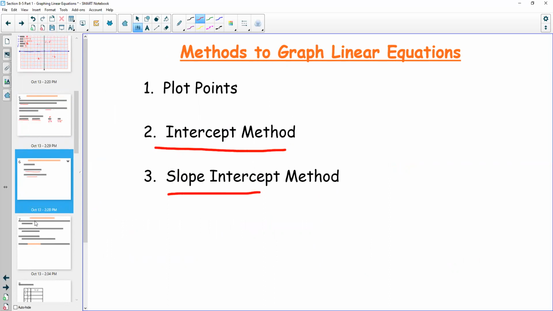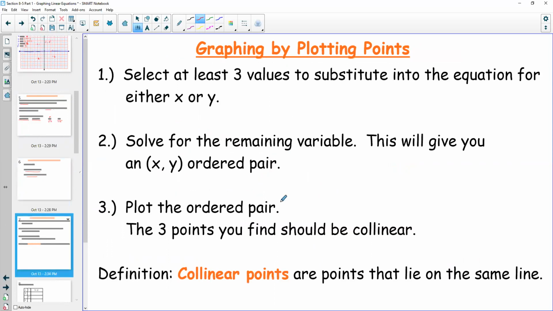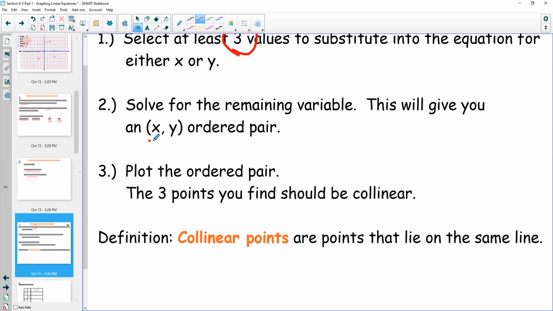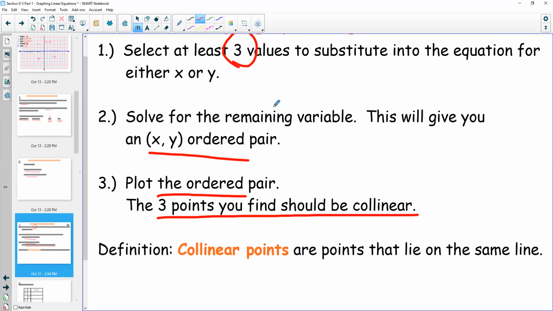So when we plot points, basically what we do is we choose at least three values to substitute into the equation for either x or y. Generally speaking, we substitute in for x to get y. It's often easier, but depends on the equation you're given. Solve for the remaining variable, you get your ordered pair, you plot them. Your 3 points should be collinear. Collinear is fancy for should be on a straight line, okay? Notice that we said 3 here.